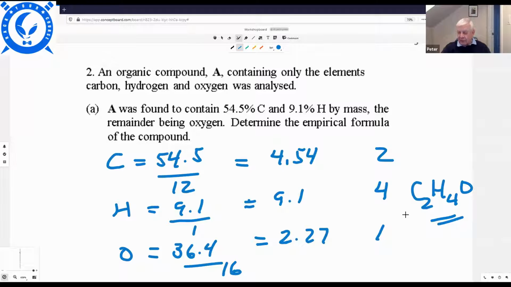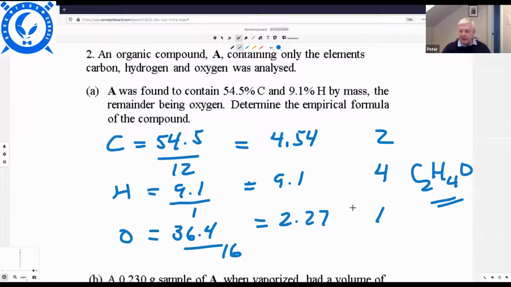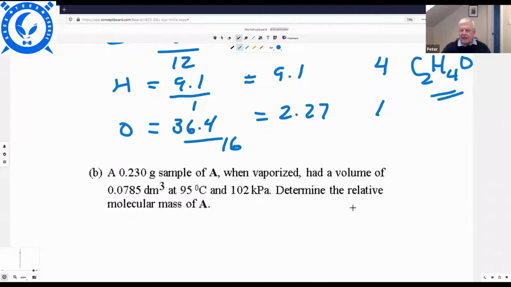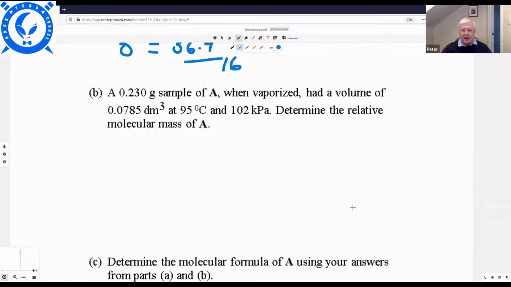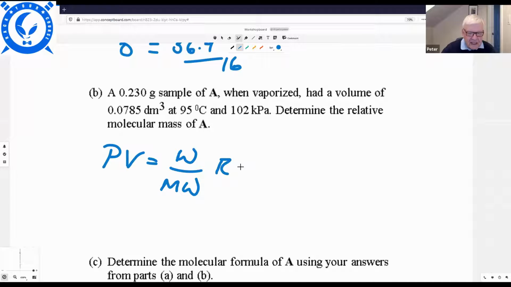The molecular formula will be some simple multiple of the empirical formula, right? It's going to be once, twice, 3 times, etc. And usually they give you the data in order to calculate that. So in this particular case, I chose a situation where A is a gas, for which you have to use the ideal gas law, which I showed you earlier. So therefore you can plug in PV is equal to weight over molecular weight times RT.